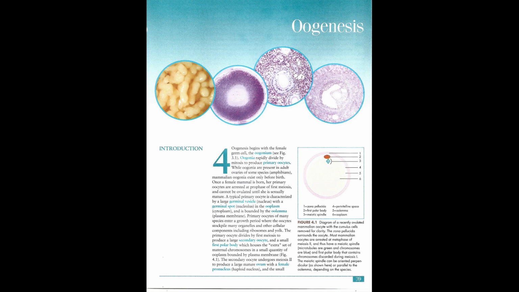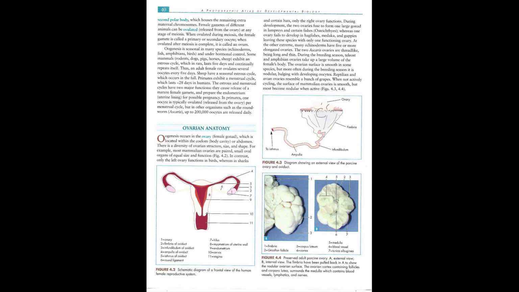Primary oocytes of many species enter a growth period where the oocytes stockpile many organelles and other cellular components including ribosomes and yolk. The primary oocyte divides by first meiosis to produce a large secondary oocyte and a small first polar body, which houses the extra set of maternal chromosomes in a small quantity of ooplasm bounded by plasma membrane, Fig 4.1. The secondary oocyte undergoes meiosis II to produce a large mature ovum with a female pronucleus, haploid nucleus, and the small second polar body, which houses the remaining extra maternal chromosomes.